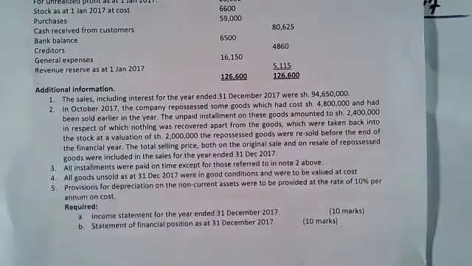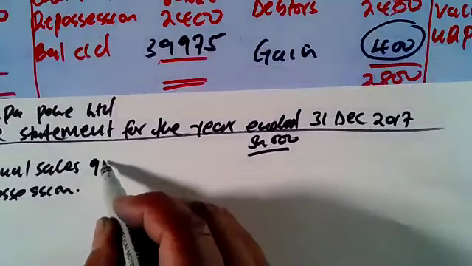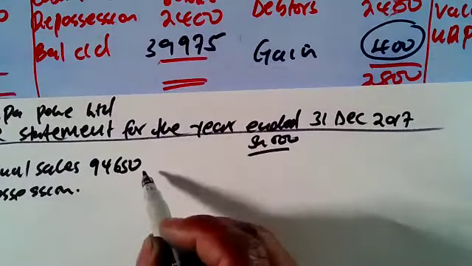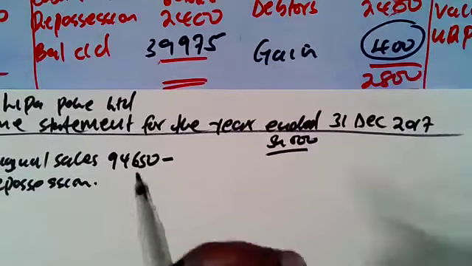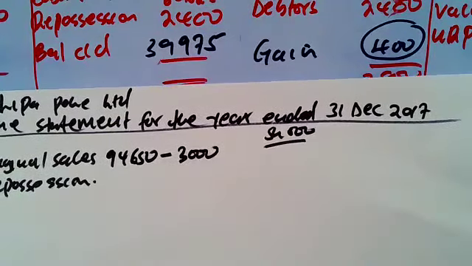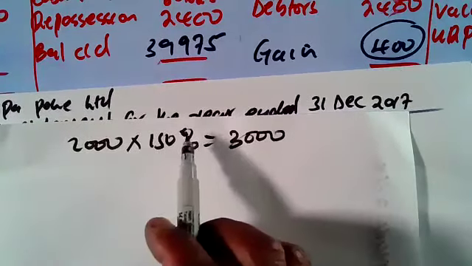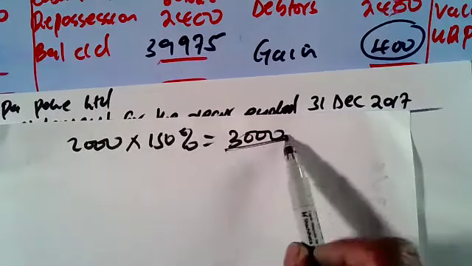So I'm saying here, for original sales, note number 1 was 94,650. You remove those on repossessed because they are already included here. And we have seen it's 3,000. I have done it, the repossessed was 2,000 times 150%. That means we sold them at 3,000.